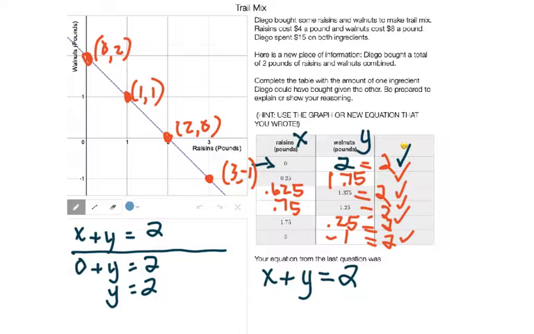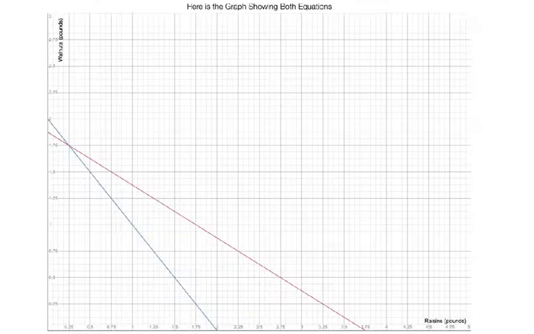And please, I hope you use the graph. And if you're on Desmos, you will see that the graph gives you all of the points that relate to this. So the only one that I question is down here, 3 and -1. I mean, I'm not going to buy -1 pounds of walnuts, okay? But they threw that in there just to kind of show you how to read the graph. All right, so let's go on to the next slide.